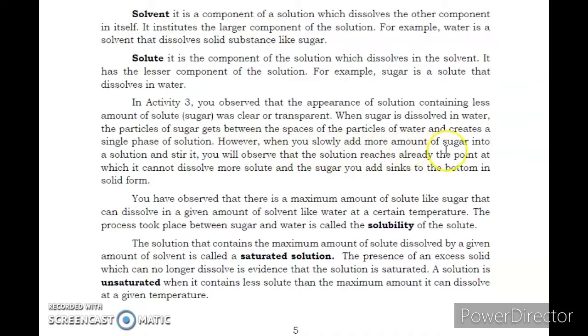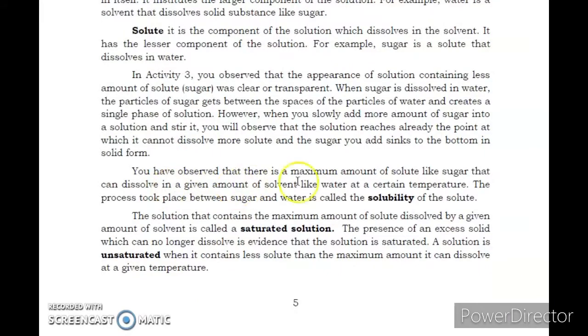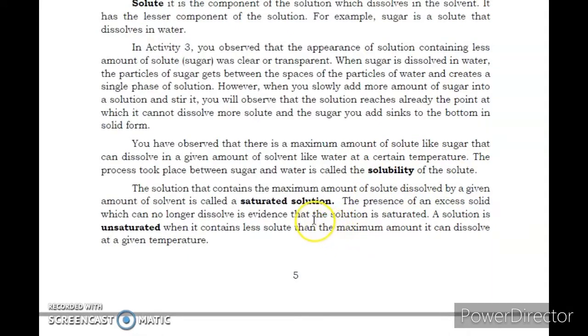However, when you slowly add more amount of sugar into a solution and stir it, you will observe that the solution reaches already the point at which it cannot dissolve more solute and the sugar you add sinks to the bottom of the water. So you have observed that there is a maximum amount of sugar, of solute like sugar, that can dissolve in a given amount of solvent like water at a certain temperature. So that process that took place between sugar and water is known as the solubility of the solute. So it can be classified into two. We can be able to form a saturated solution and we can be able to form an unsaturated solution.